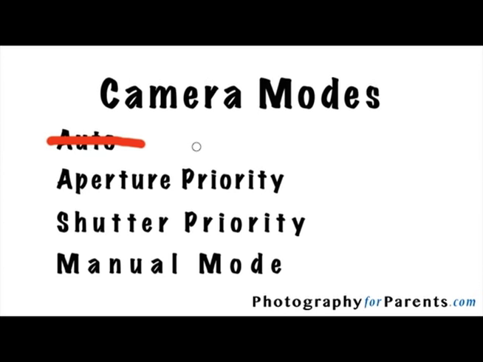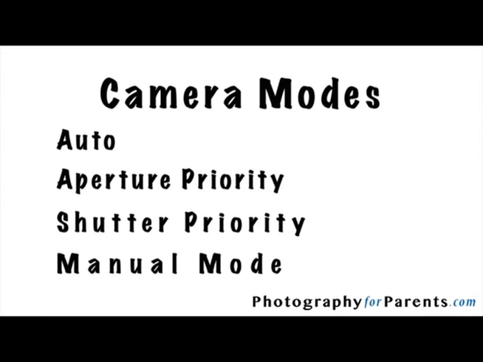So depending on your situation, you may need to use a faster shutter because you need to freeze the motion of your daughter at cheerleading or your son playing baseball or kids running around at the birthday party. Anyway, you can't control that with auto. It's just going to set it for you to get the proper lighting, but it's not taking anything else into consideration. So you want to avoid that if you can.